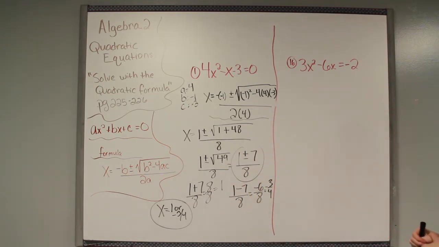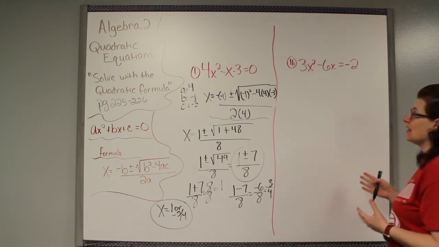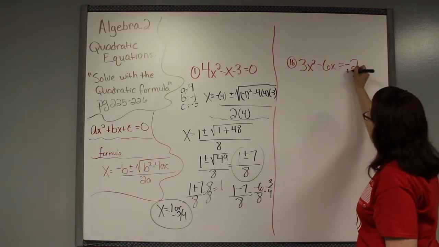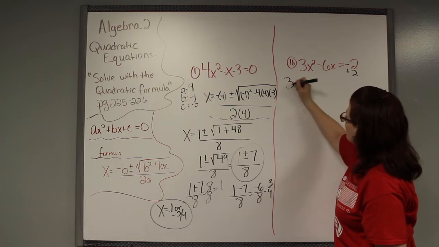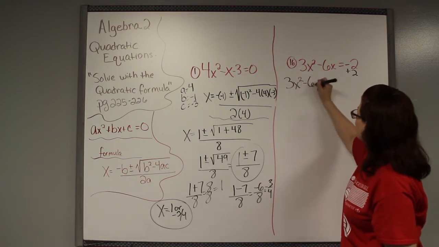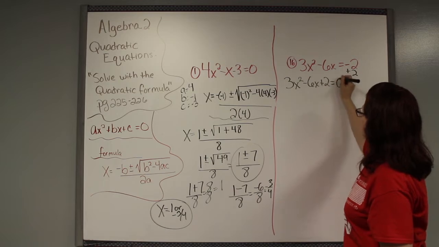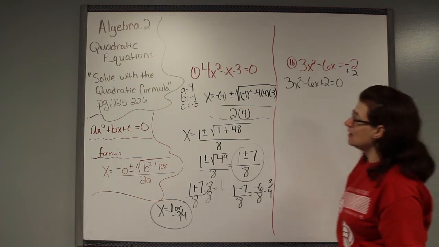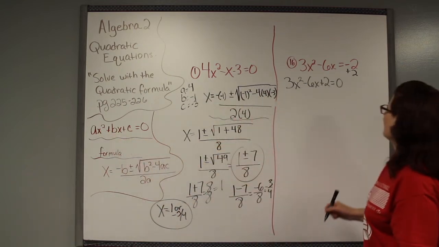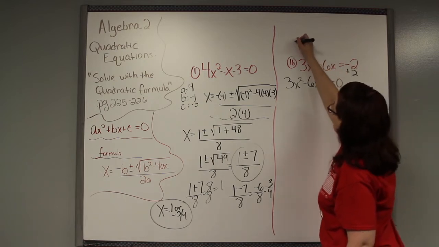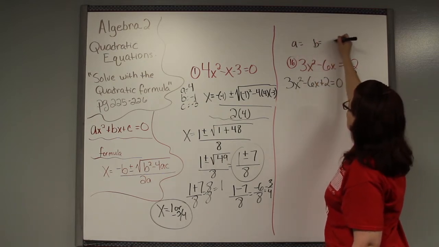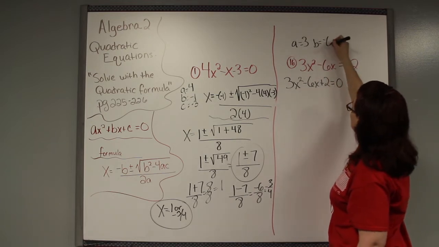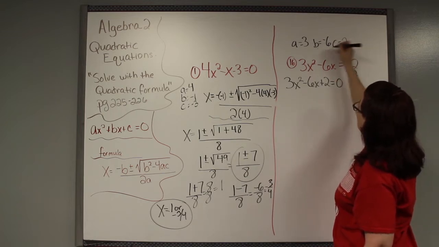All right, 16 is not completely in order. The negative 2 needs to be moved over, so I'm going to move it over, and I'm going to get 3x squared minus 6x plus 2 equals 0, because I had to make it positive since it was negative to move it. All right, so now it is in this form. I need to find my a, b, c. I'm going to write them up here to save room. A is 3, B is negative 6, and C is a positive 2.